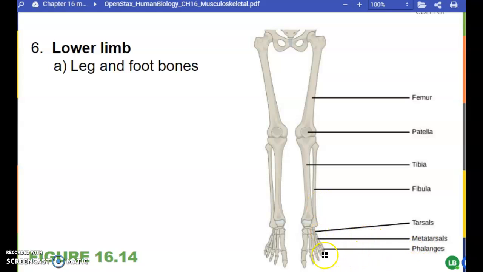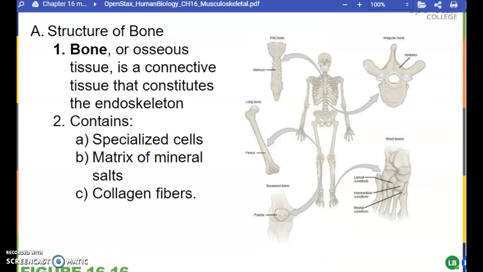Tarsals, metatarsals, and again, phalanges, just like the fingers. Metatarsals, because you walk on the tar with your feet, right? So carpals and metacarpals are hands for driving cars. Tarsals and metatarsals are feet because you walk on the tar with your feet.